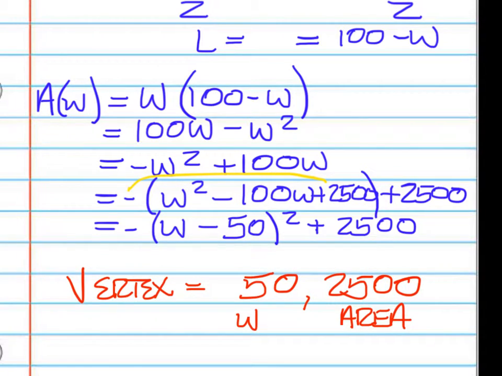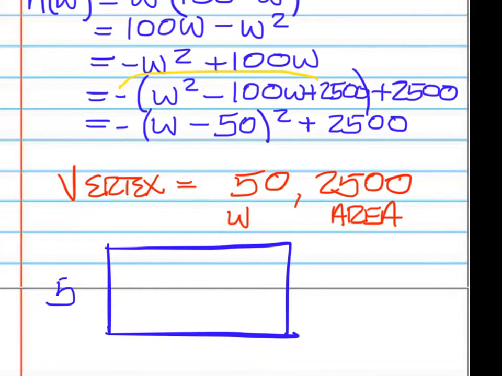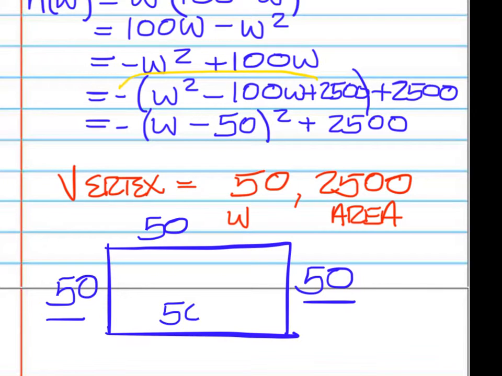So at a width of 50, you know that in your box, if you had a width of 50 and you started with 200, 200 minus 50 is 100, so you still have 100 left. Divide it by 2, and you would have 50 on the lengths as well.